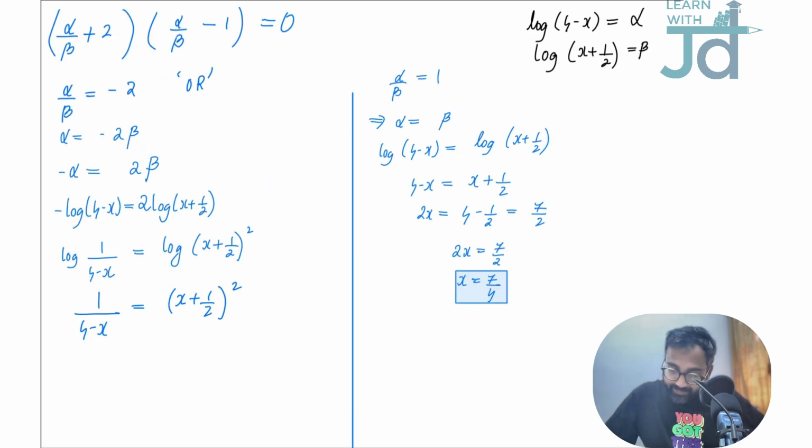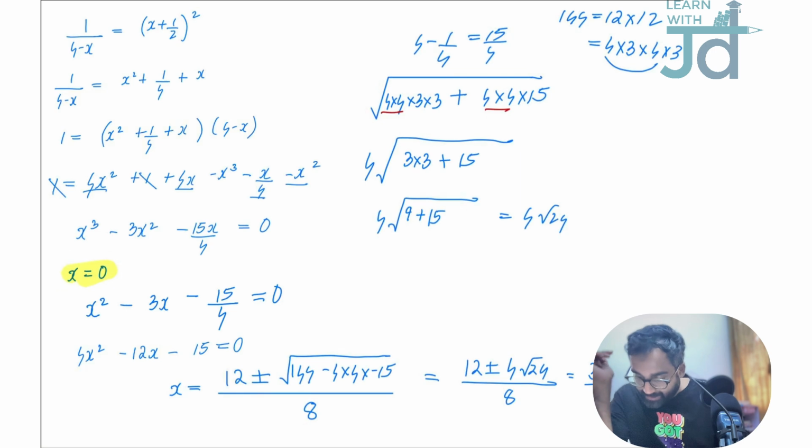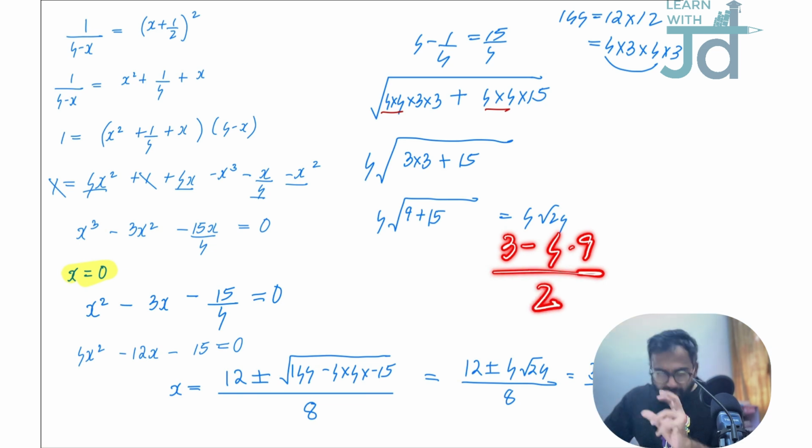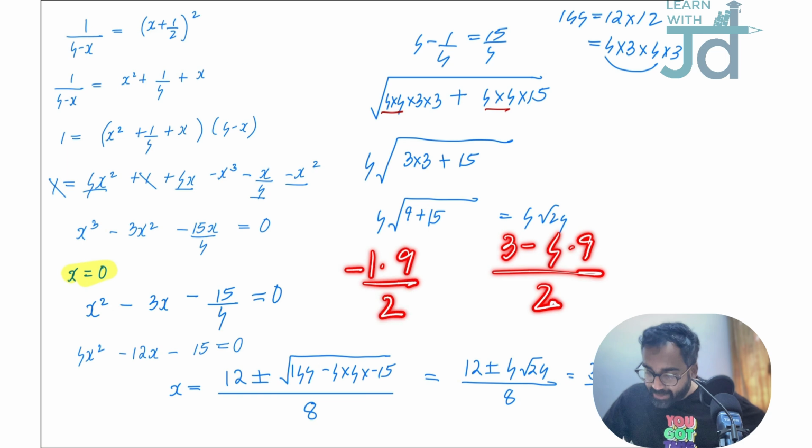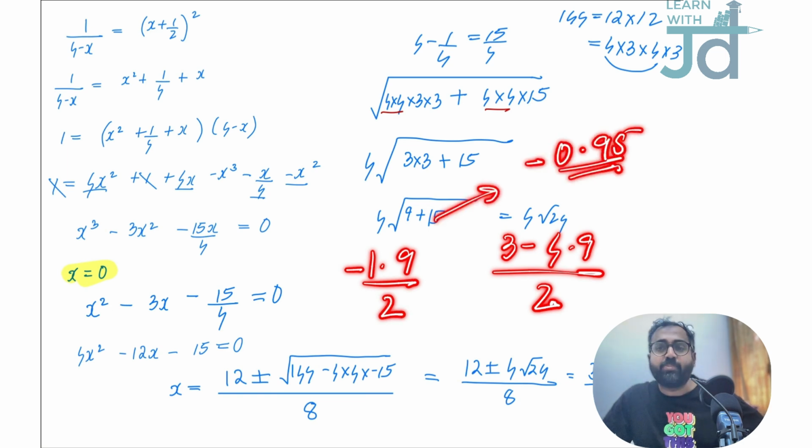And understand, what is x? Okay, it's a negative number, but is x plus half going to be greater than 0 or less than 0? That we have to see. So what is 3 minus 4.9, by 2? We need its approximate value. So I'll write it as minus 1.9 divided by 2, which will give us minus 0.95 something. It will be in the minus 0.9 range.